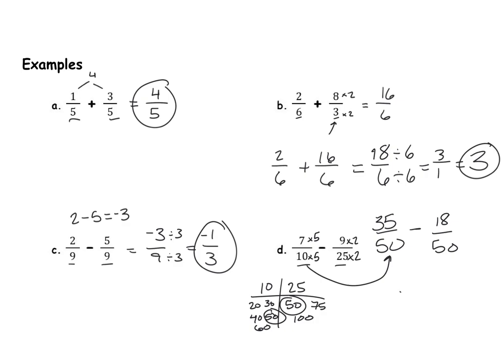My answer then, right, I'm going to keep my denominator and I'm going to subtract my numerators. 35 minus 18, that ends up being 17/50. And from here, I can't actually do anything else. There's nothing I can simplify. So that is my answer.